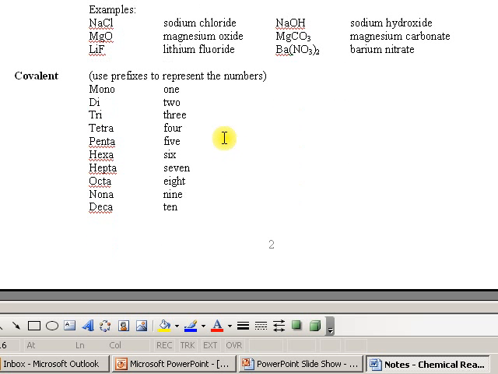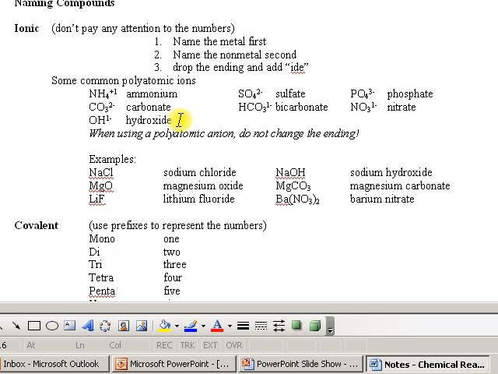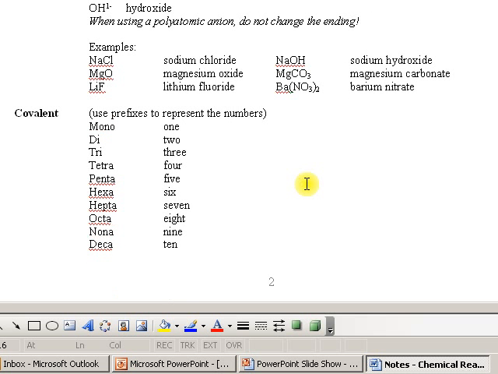Now, if we scroll down to covalent compounds, notice that we're supposed to use prefixes to represent the numbers. If we just take a moment to go back up to ionic, it doesn't matter what our numbers say down here. We don't ever refer to those numbers because we know in ionic compounds they always must balance out to cancel the charges. Well, that's not true for covalent compounds. We don't try to balance out charges. So it is important for us to understand how many of each atom we're talking about. In order to do that, we're going to use prefixes.